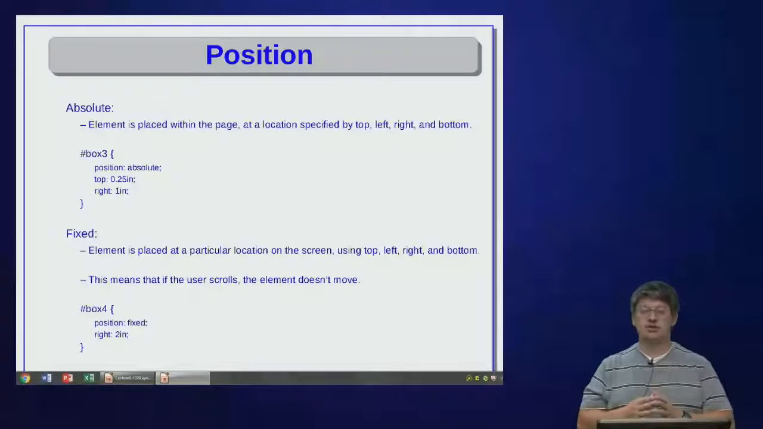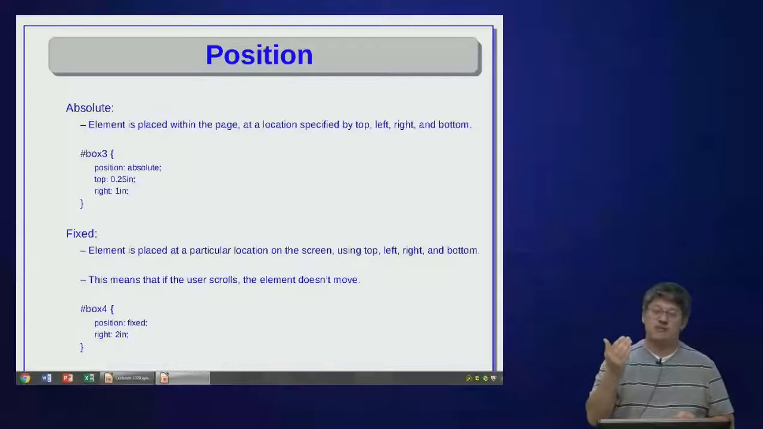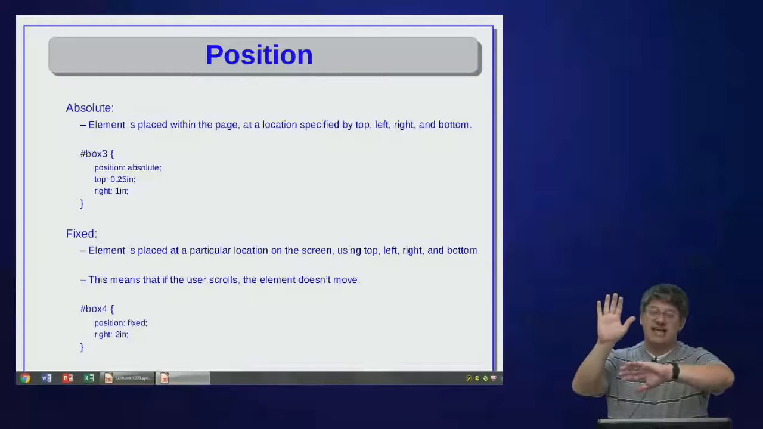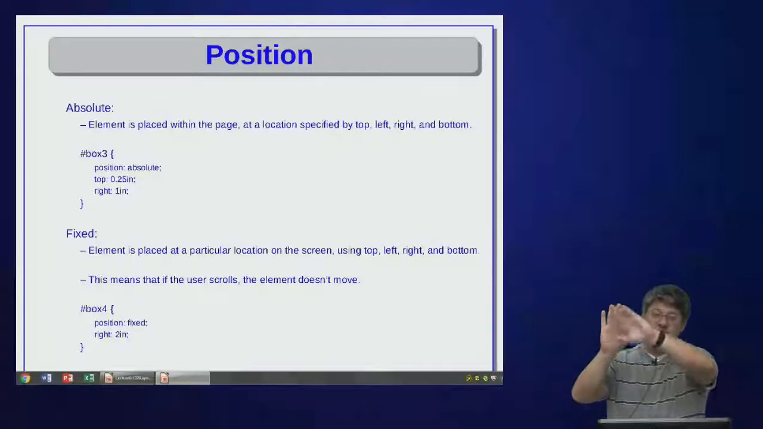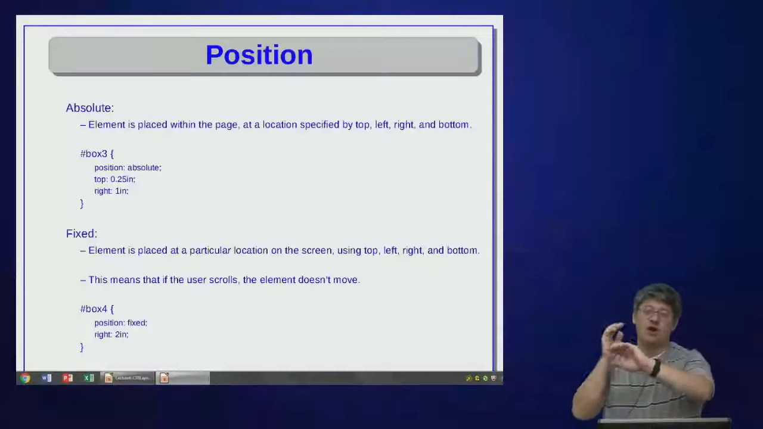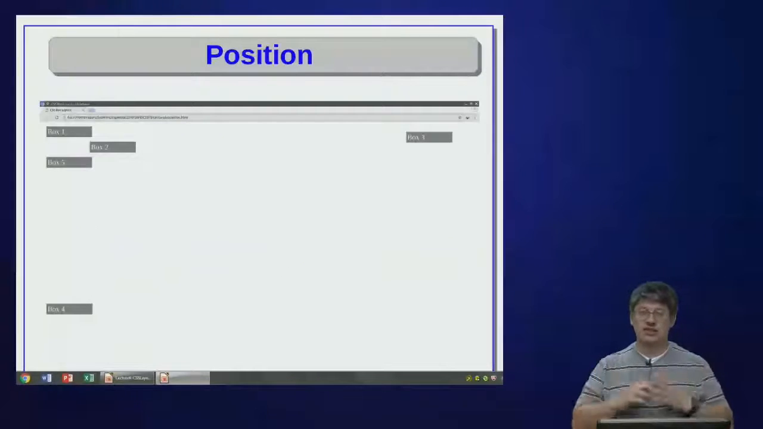If I want to position something with respect to the screen rather than with respect to the logical page, I can do that. To do that, I use fixed positioning. So if I set the position to fixed and the right property to 2 inches, box 4 will be positioned 2 inches from the right on the screen. And that means that if I scroll, box 4 isn't going to move. It's going to stay right where it is. However, the text on the page might scroll behind it or in front of it. Again, I'm going to use the z-index to decide whether the text covers box 4 or whether box 4 covers the text. So here's what that looks like.